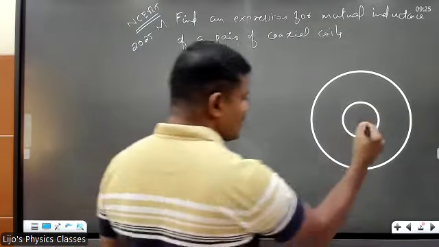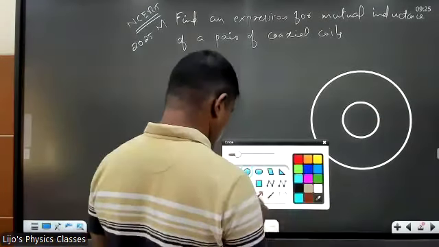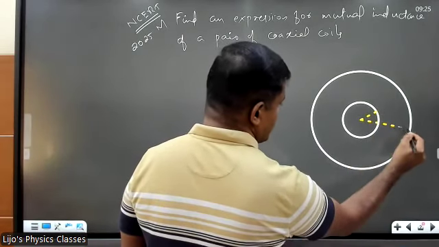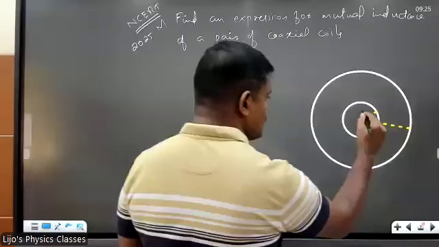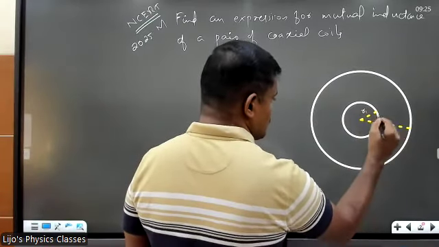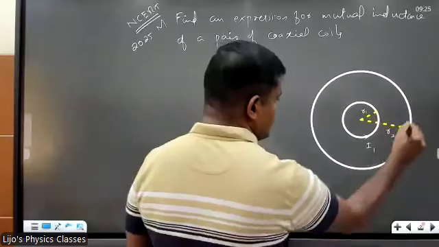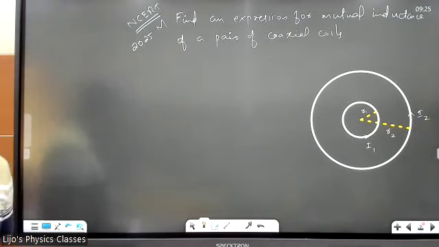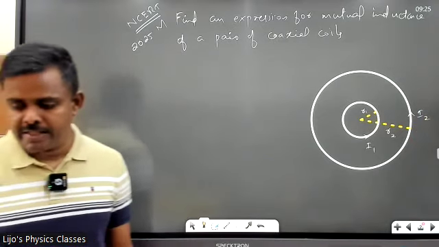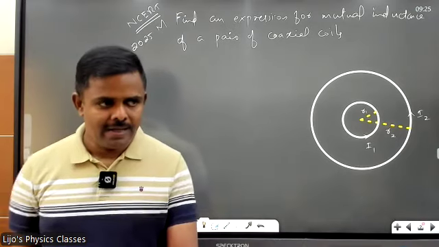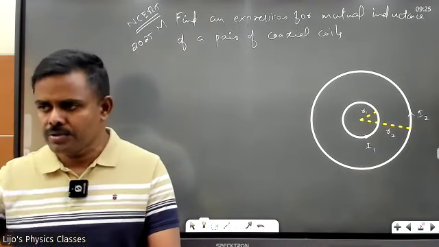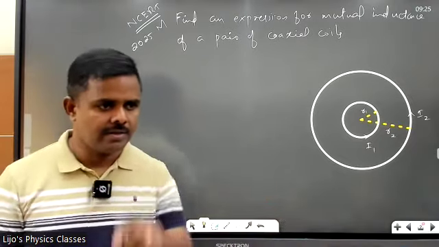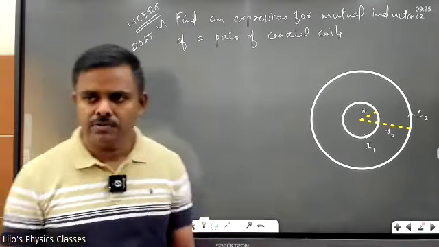The inner one has a radius R1, the outer one has a radius R2. The current on the inner one is I1. The current on the outer one is I2. These are called coaxial coils, circular coils. If they say N turns, you have to put an N also, NBA, like we did yesterday. But in the textbook, they have taken only 1 turn. Keep it as such, only 1 turn.